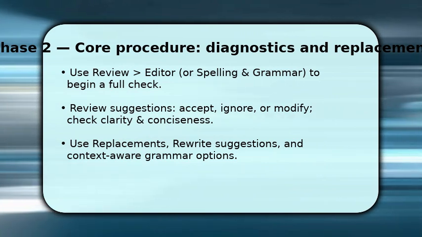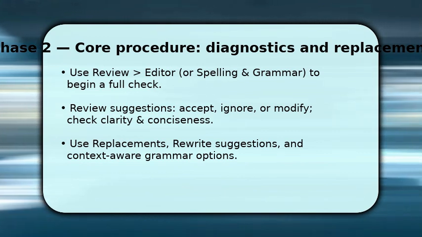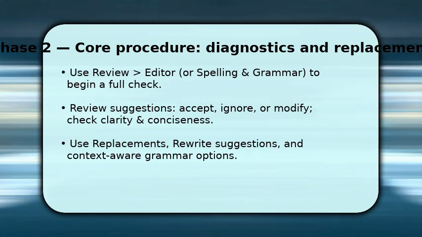Make use of rewrite suggestions and alternate phrasing when available because they improve tone and flow. Also, toggle context-aware features for complex sentences. This reduces incorrect corrections and helps you learn recurring mistakes as you edit.